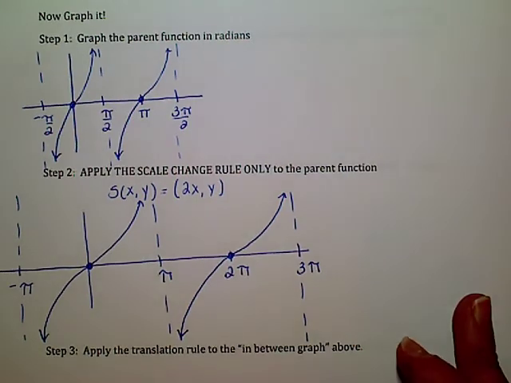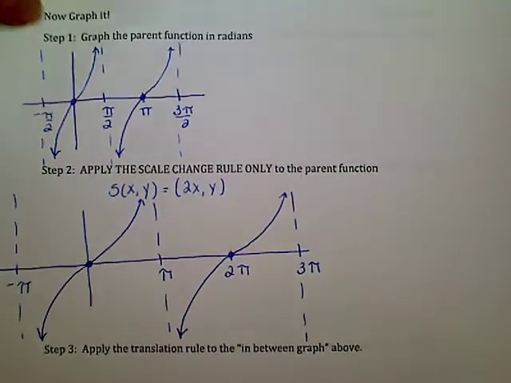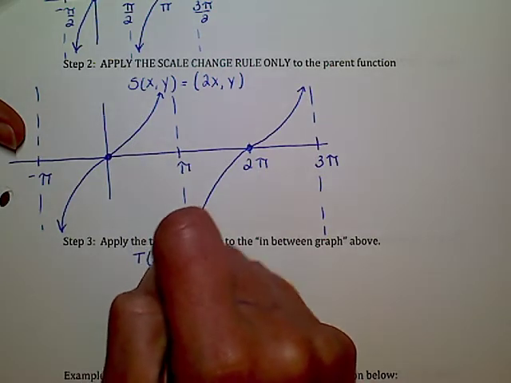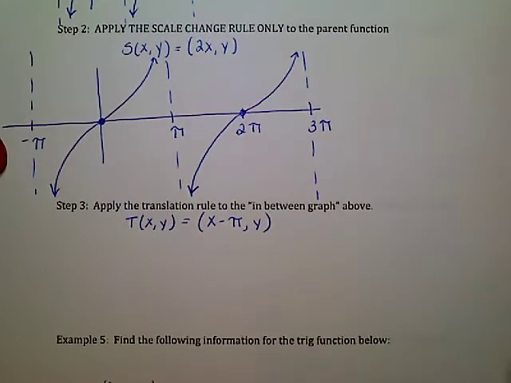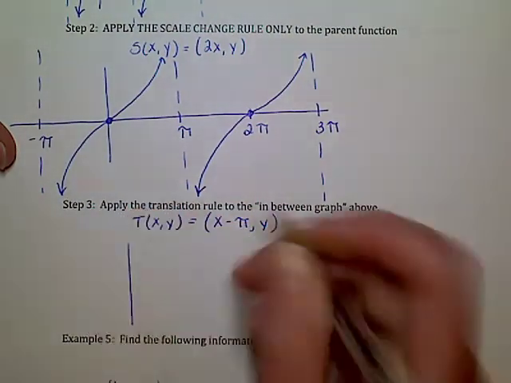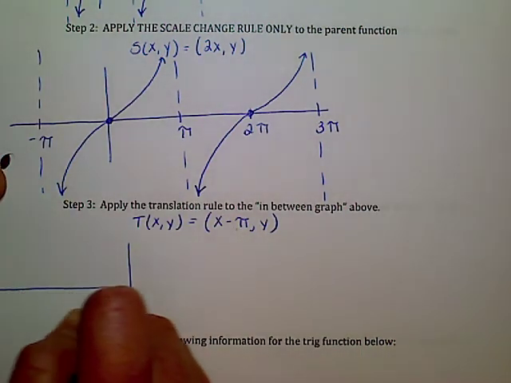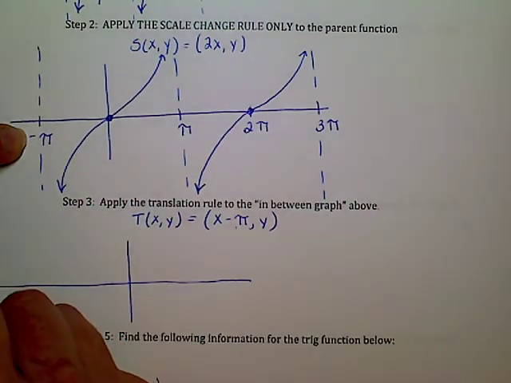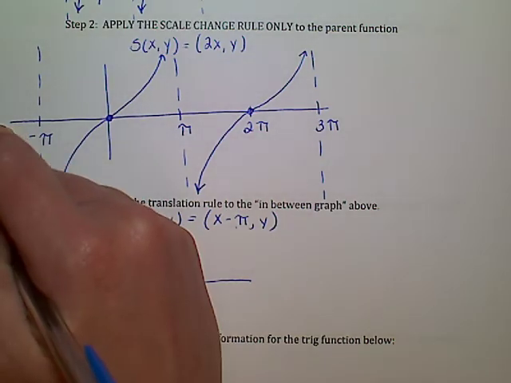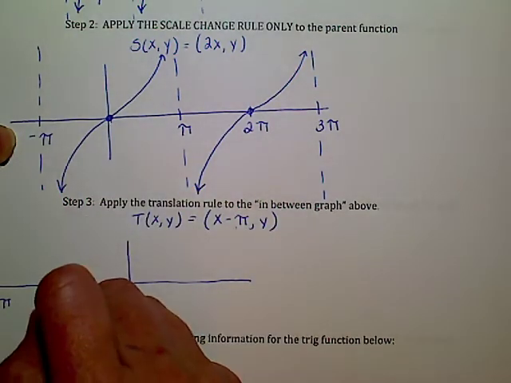Okay. So, then we have to take this graph and apply the translation rule. I'm going to look back and see what that translation rule was. X minus pi. Okay, so that means that we're going to shift everything to the left pi units. So you used to have an asymptote at negative pi, it will be at negative 2 pi. Used to have this point at 0, it will now be at negative pi.